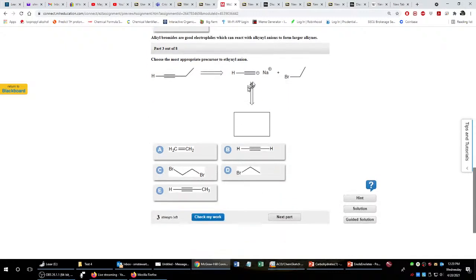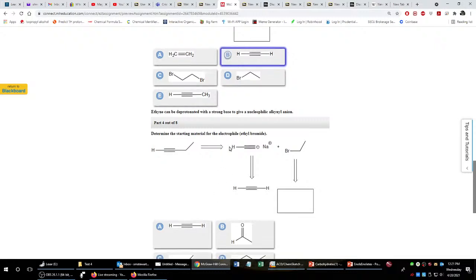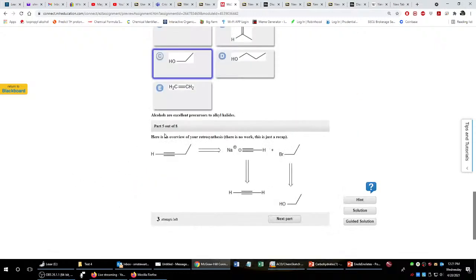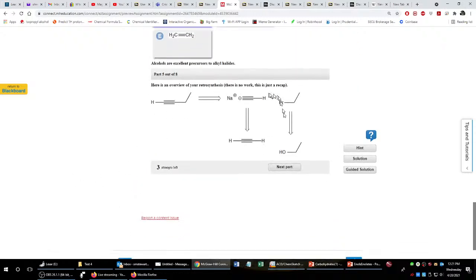So now the way we make the ethyne sans the hydrogen is we're going to start with the ethyne. And then to make the bromoethane, we're just going to use ethanol. So this is the overall step. We're going to take our ethyne, convert it to the sodium form, take our ethanol, convert it to bromoethane, and use nucleophilic substitution to give us our final product.